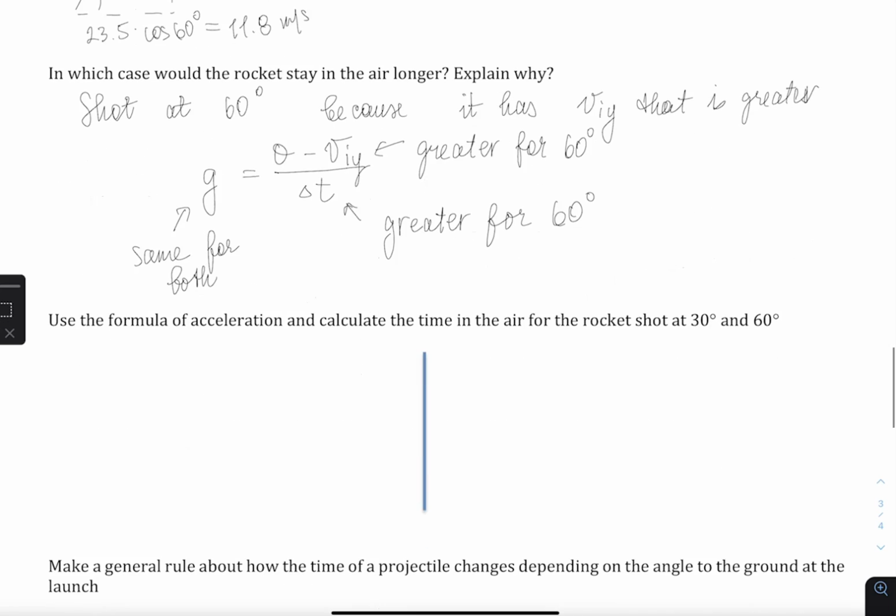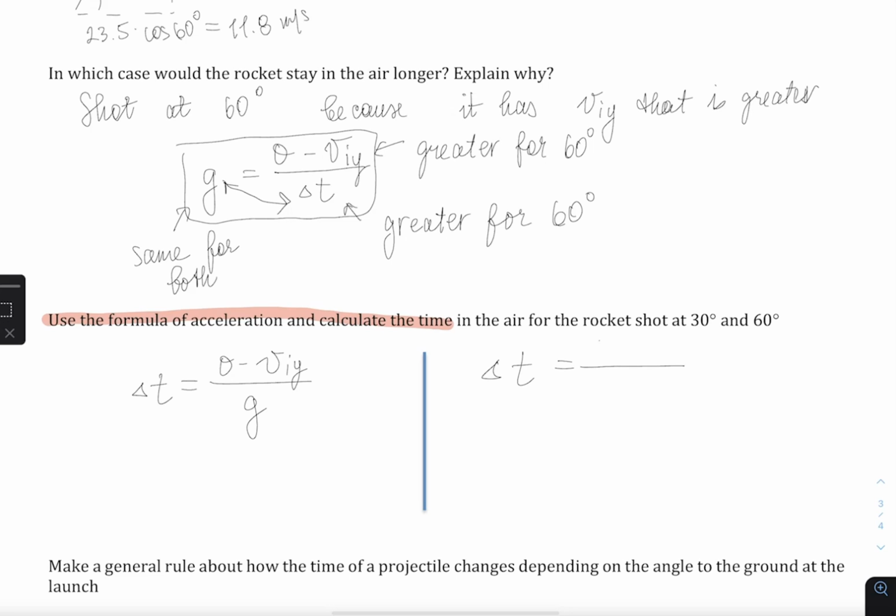All right? If we were to calculate it specifically, again, see how it says, use the formula for acceleration to calculate the time. So you are looking for change in t for both of them. If I rearrange the formula right here, whenever you're looking for something in the denominator, you just swap. So you have change in t equals 0 minus v initial, and it's v initial y obviously, divided by g. Same thing here, 0 minus v initial y over g.